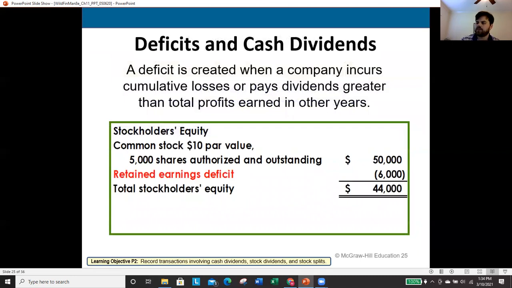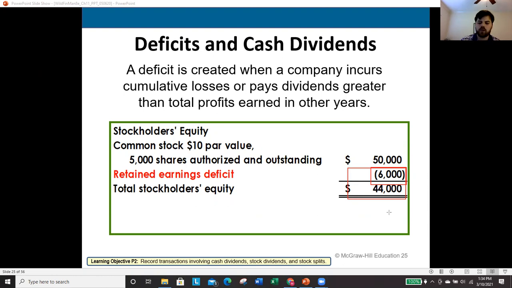And in this case, it might not be too terrible because we actually do still have some positive equity. So it's not the absolute worst situation we could have, but it's still not good, right? We certainly would not want to see a dividend being issued if it's going to create a deficit in retained earnings. So typically not allowed here.